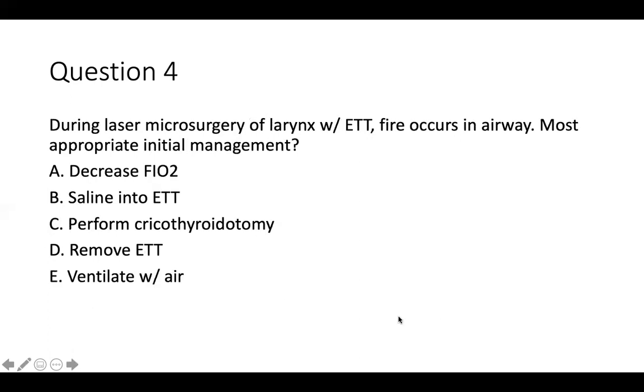Question 4, during laser microsurgery of the larynx with endotracheal tube, fire occurs in the airway. What's the most appropriate initial management? Okay, we talked about this. And again, when it's of the airway, removal of the endotracheal tube is the first thing that you want to do. A lot of folks like to decrease the FiO2, saline it into the endotracheal tube. Remember, the first thing that's recommended is removal of the endotracheal tube. All right, that's all on laser safety.